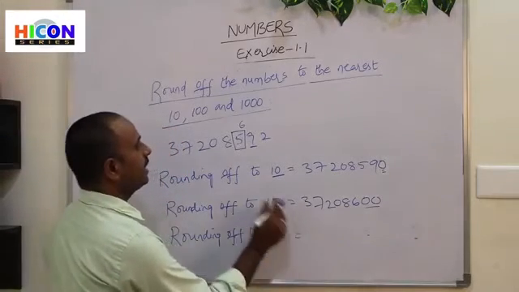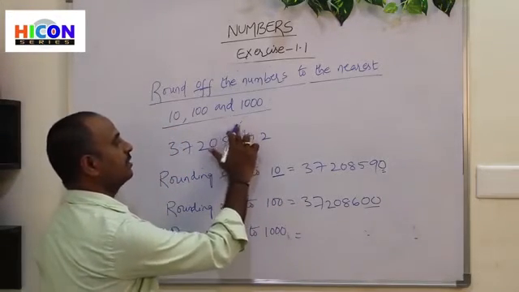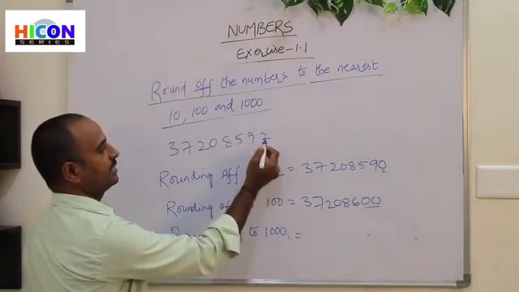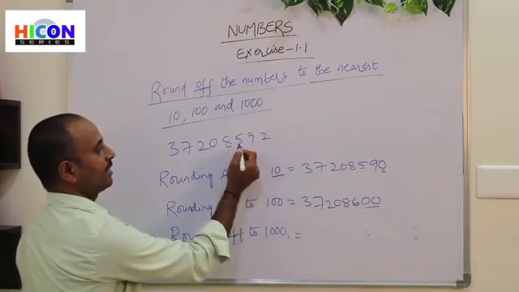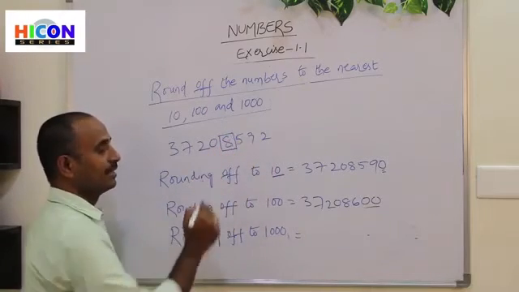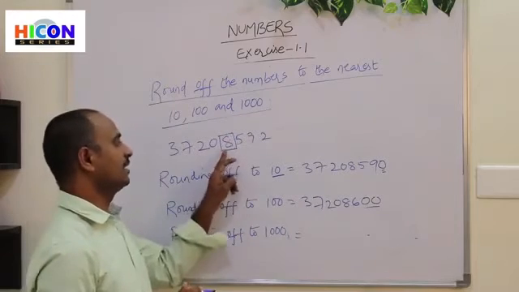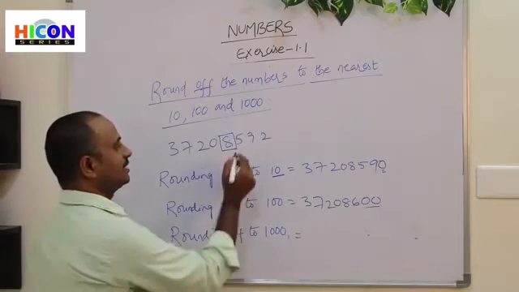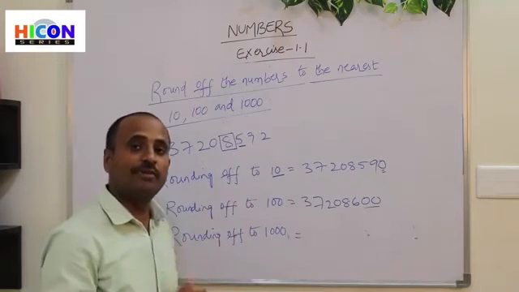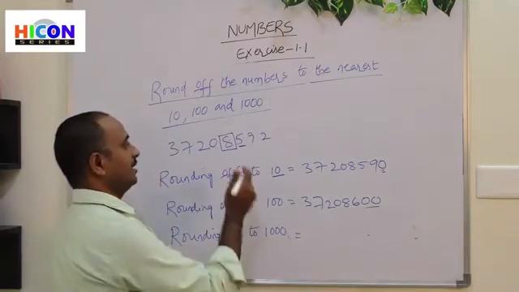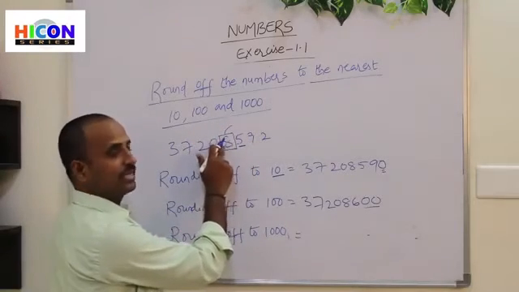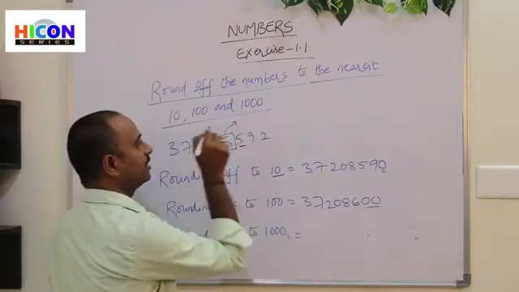Children, identify the digit present in the thousands place. Here, ones, tens, hundreds, thousands. So 8 is present in the thousands place. That means 8 thousands are there in the given number. Check the next digit. The next digit is 5, and if the next digit is 5 or greater than 5, write the next thousands. Here there are 8 thousands, the next thousands becomes 9 thousands.